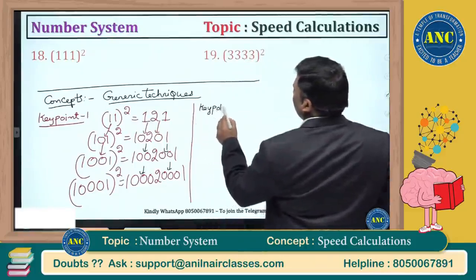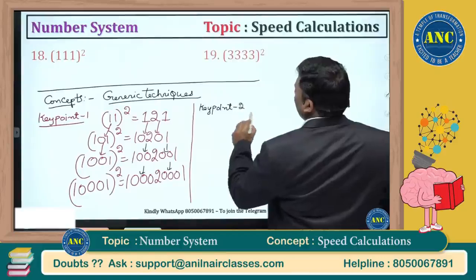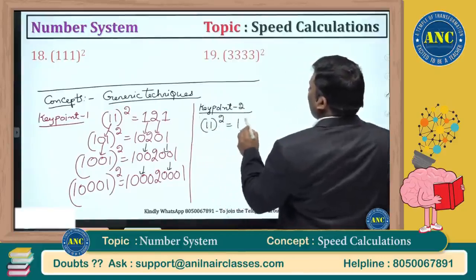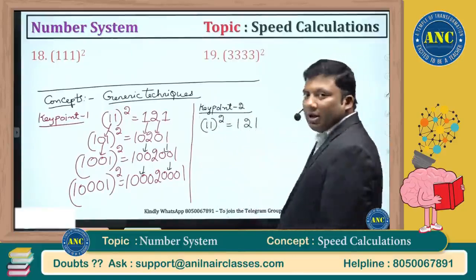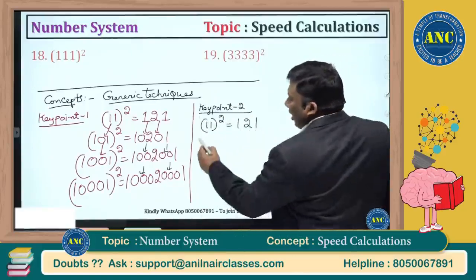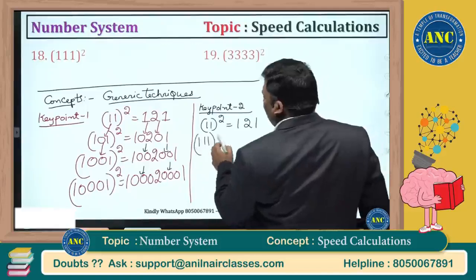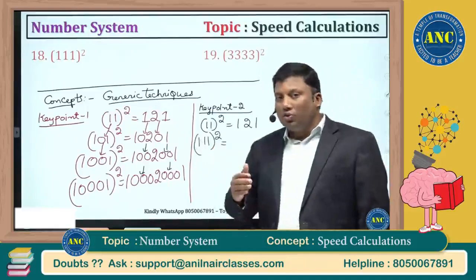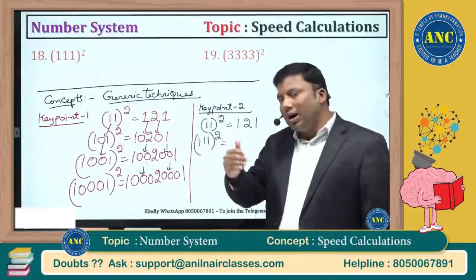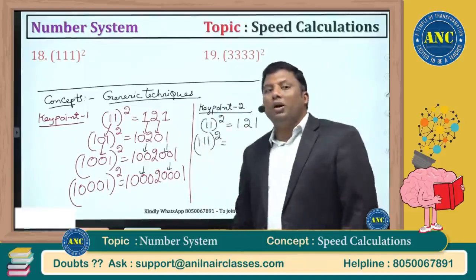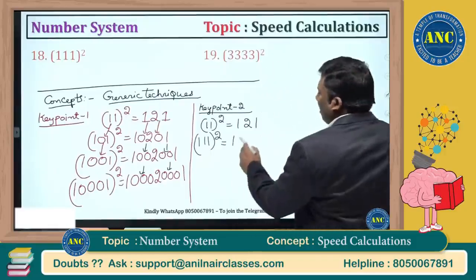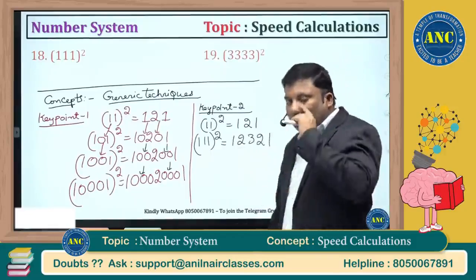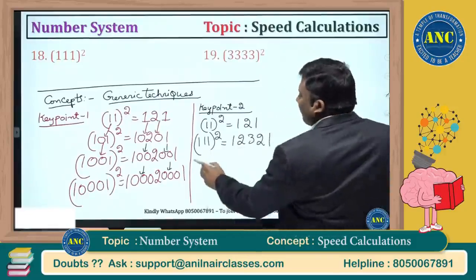Key point 2. Suppose 11 square is 121. I need to solve triple 1 square. 11 contains two ones: write down till 2 and come back to 1. In triple 1, how many ones are there? 3 ones are there. Write down till 3 and come back to 1.